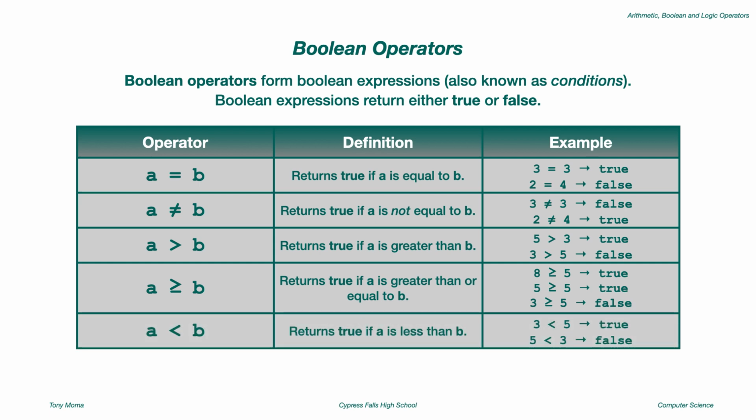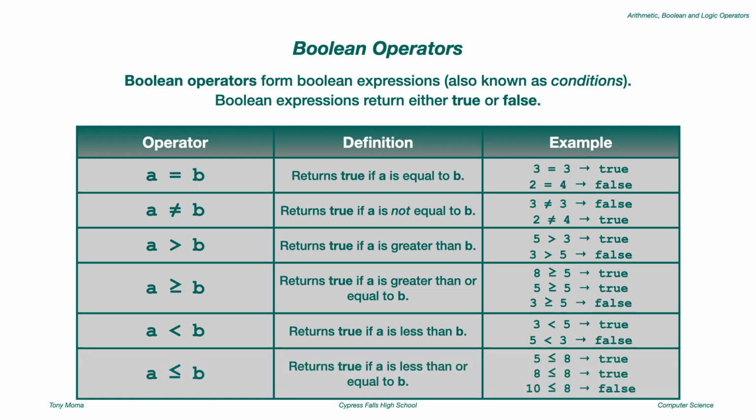Next, A is less than B. This returns true if A is less than B. For example, the expression 3 is less than 5 evaluates to true because that is a true expression. However, the expression 5 is less than 3 evaluates to false because that is not a true expression. That is a false expression.